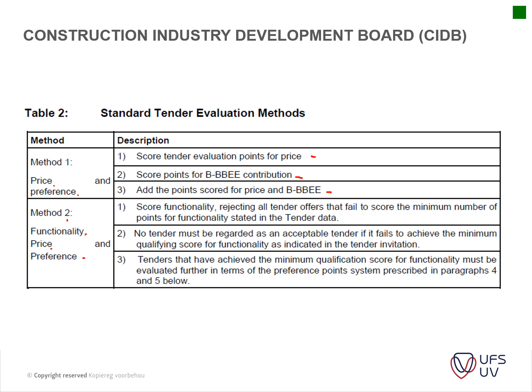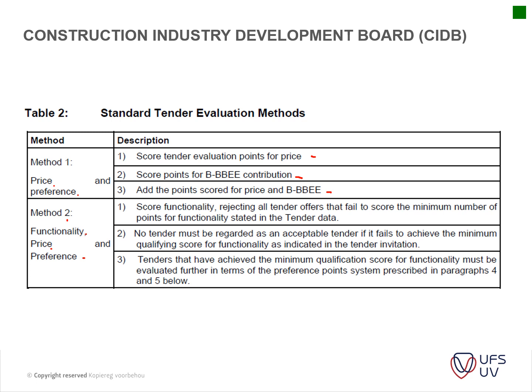So 80-20, so 20% of your point score will be allocated according to your BEE status, and then the remaining 80% will be allocated towards your price. And then there's a scorecard that's also given by the CIDB, and then the tender is evaluated according to that.